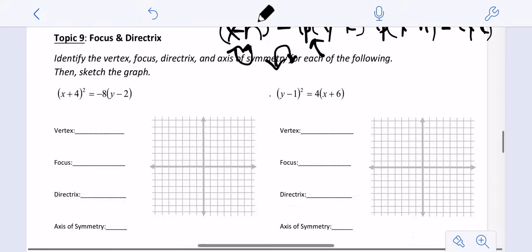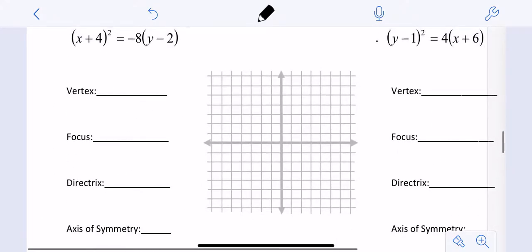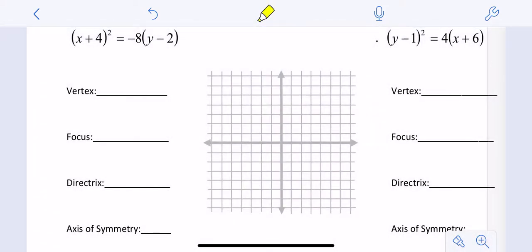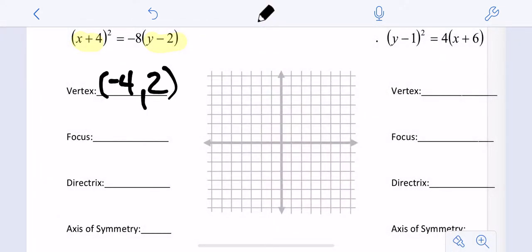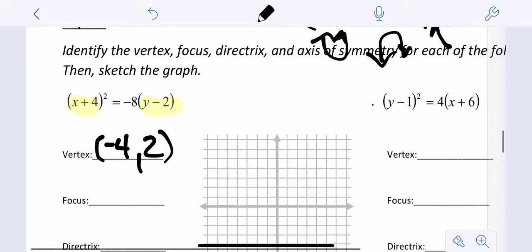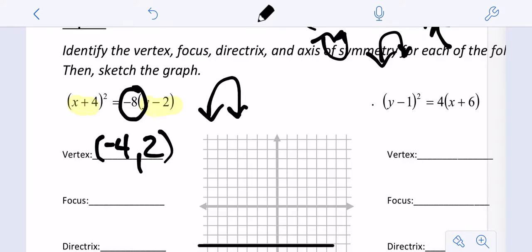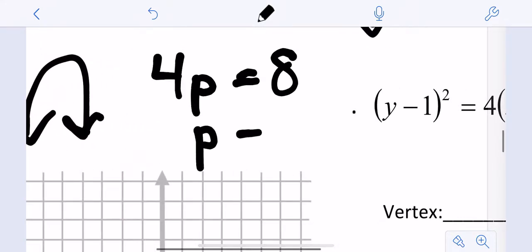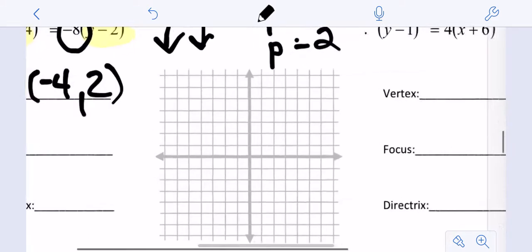So let's look at one like this one. I see x is squared, so this will either open up or down. Let's start with my vertex. So x plus 4, y minus 2. So my vertex is at negative 4, 2. And I know it's going to open up or down. Since this is negative, I know it's going to open down. So now let's figure out our p value. That coefficient is negative 8. So 4p is going to equal 8. P should be 2.